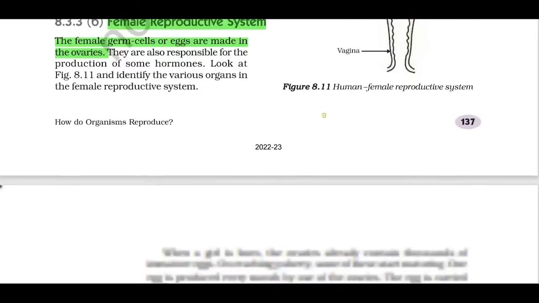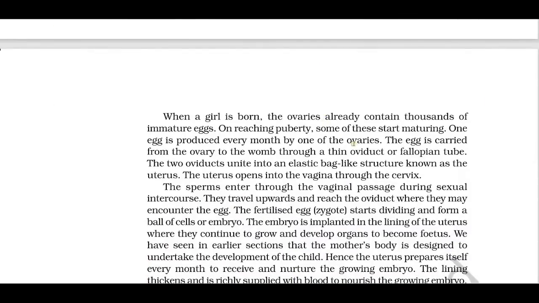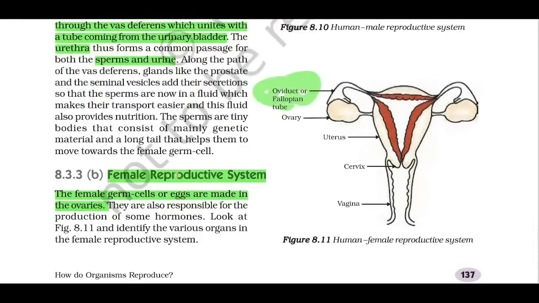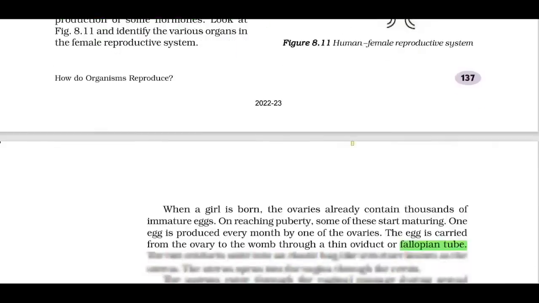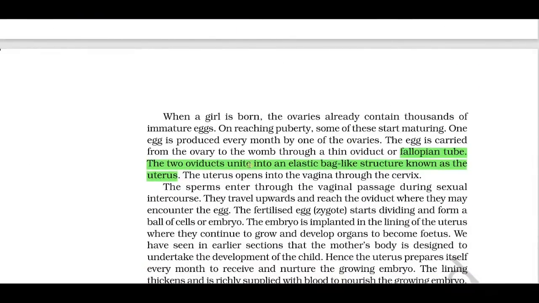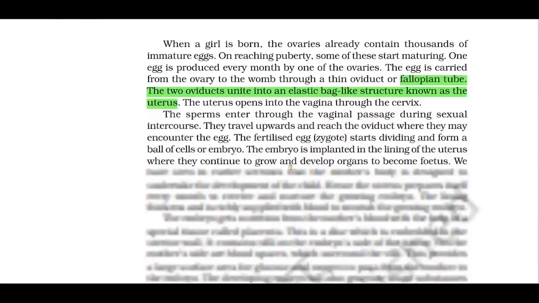So you can see the fallopian tube. The egg is carried from the ovary to the womb through a what? Oviduct or the fallopian tube. The two oviducts unite into an elastic bag-like structure known as uterus. There are two ovaries. The uterus opens into a vagina through the cervix.